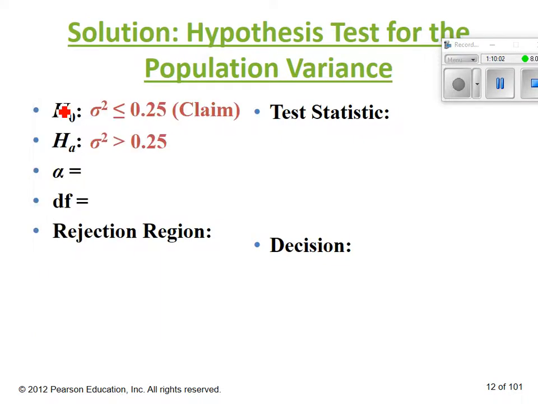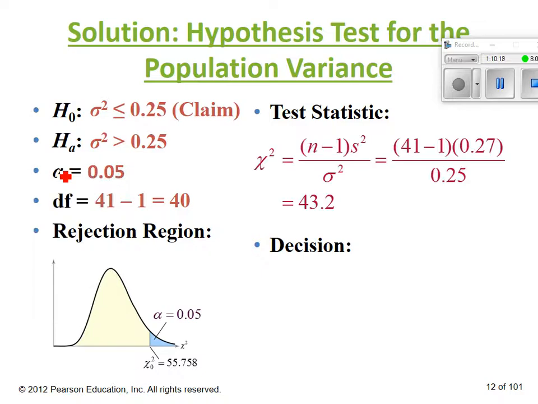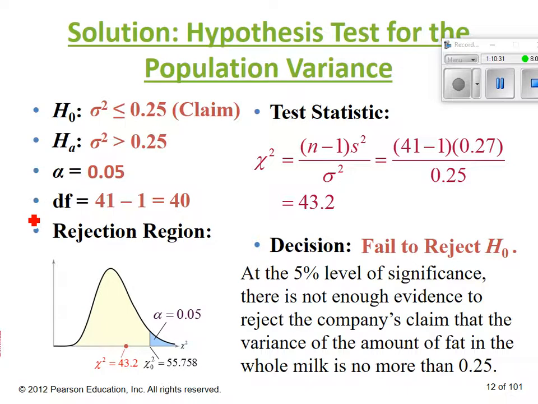See if we did this right. We got that. That was our claim. Looks like we did that right. 0.05 was our alpha. The df was 40. We drew our rejection region, 55.758. That's right. Found our chi-squared, 43.2. Made our decision off that. We failed to reject. At a 5% level of significance, there is not enough evidence to reject the company's claim that the variance of the amount of fat in the whole milk is no more than 0.25.